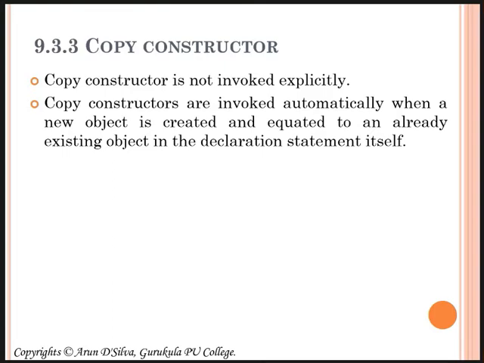So you have to specify in your program that when you're creating a new object, if you assign it to an already existing object, the compiler will automatically invoke the copy constructor. Otherwise it will not. Normally it will invoke the parameterized constructor if it exists, otherwise the default constructor will be invoked by the compiler. Now, if you want to invoke the copy constructor, this is the way.